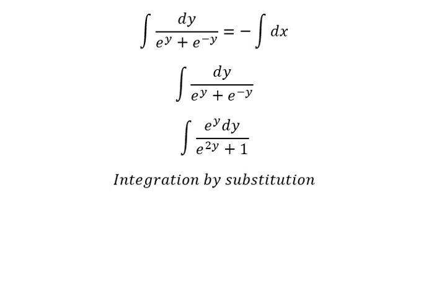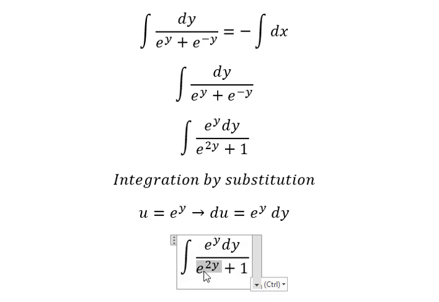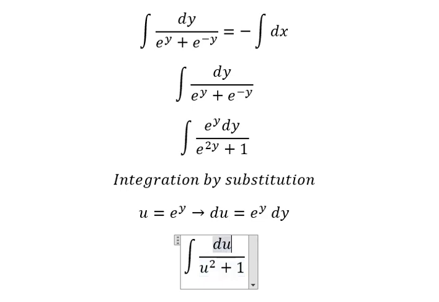So I will put u equals e to the power of y. Later, we need to take the first derivative of both sides, and we have it like this. Because we have the number 2, in this situation we have u squared. This one will change to du.